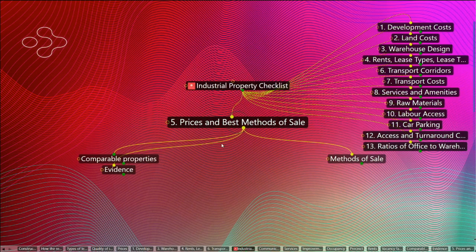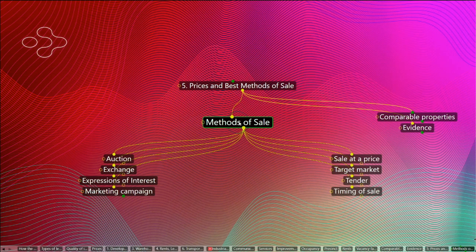Let's go back in here and look at methods of sale. And methods of sale can be a number of different things. I put them all here. I'll mention a few comments on each of them. Now, auction is something that's useful if there's a good degree of interest regards the industrial property. Auction will be, of course, taking the property to auction at a particular date, usually a 5 to 6 week campaign. Exchange is not very common, but it does happen.